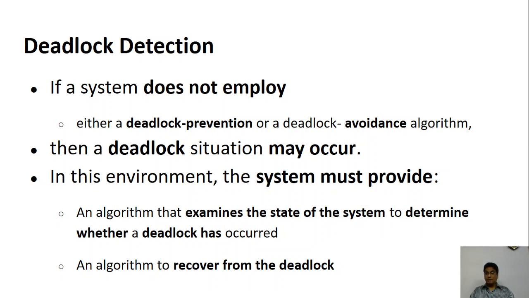And we know very well that when the deadlock occurs, the throughput of the system drastically reduces because no process is able to continue. So if you don't take any prevention, nor avoid it, then we have to go for the next option, that is the detection. Because we are not preventing or avoiding the deadlock, we must provide a technique or algorithm that will examine the current state of the system to detect whether there is a deadlock or not.